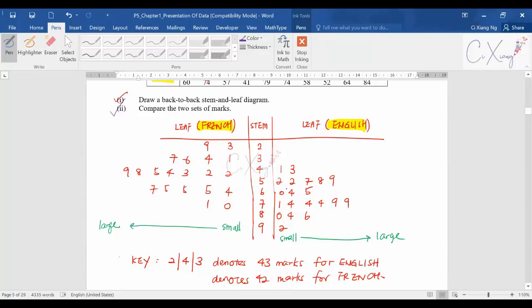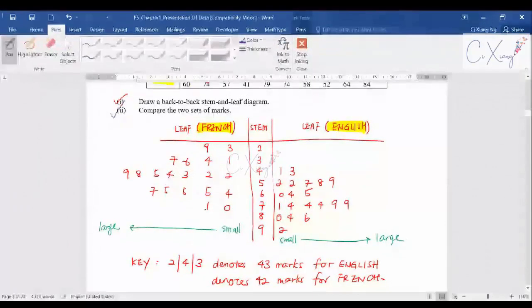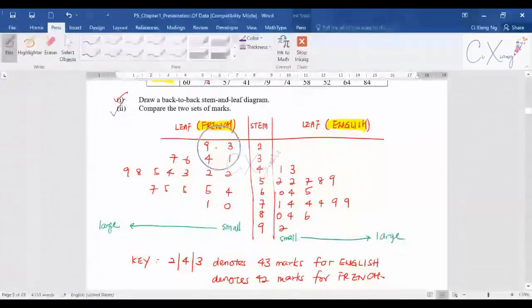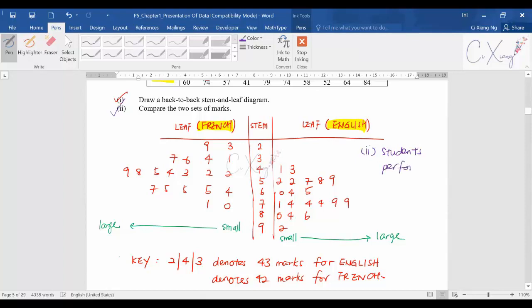I think it's very obvious that it's English, right? Because you can see the English mark highest is 92, and then most of them are gathered at the lower part here. And for French marks, usually the highest is only 71, and also there is more data on the top part here. Therefore you can do a very straightforward comparison. Students perform better in what subject? In English.